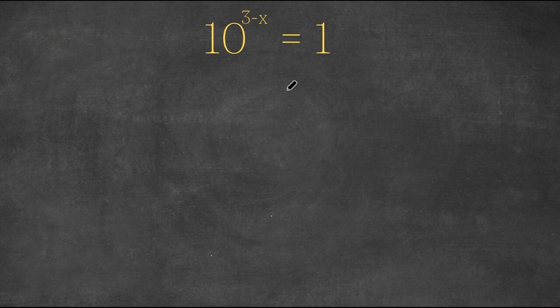So whenever we're solving exponential equations similar to this one, we always want to make sure that our bases here, in this case 10 and 1, are the same. Because let's just say I have a to the power of x, and this is equal to a to the power of y.